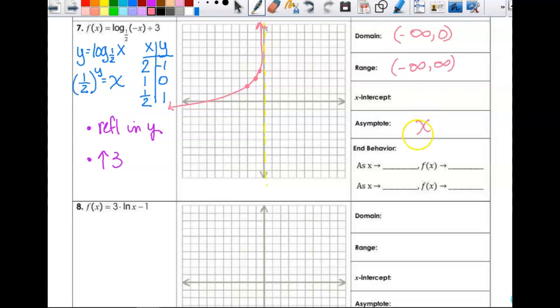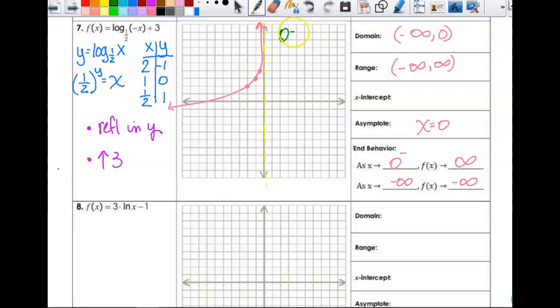We already did the asymptote at x equals 0. As x goes to the right, as it approaches 0 from the left, f of x approaches infinity. And then as x approaches -infinity, f of x approaches -infinity, right? So I have to go find where my x-intercept actually is. I have my x-intercept when y is 0.